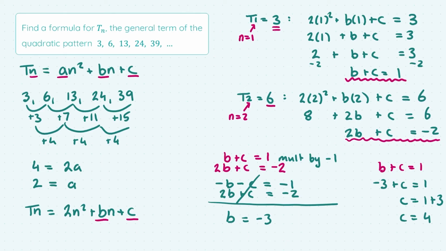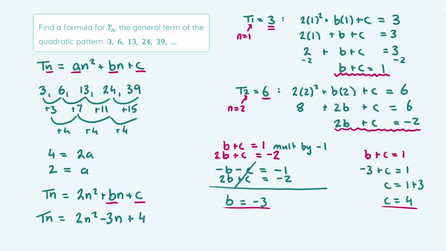So that means I now know what b and what c is to substitute into my Tn formula. So let's throw everything into the formula. I'm saying that Tn equals 2n squared plus bn, so it's going to be minus 3n plus c, which is plus 4. And there the hard work is done.